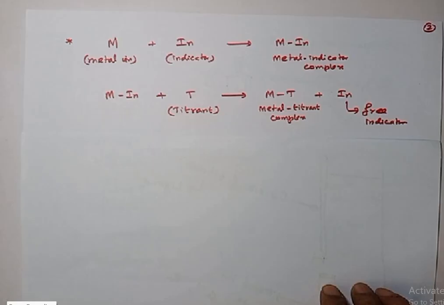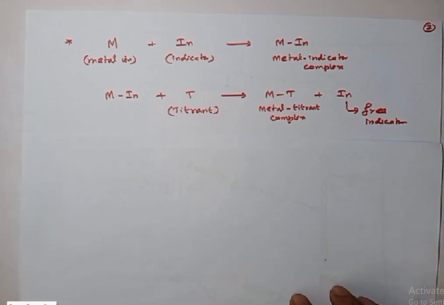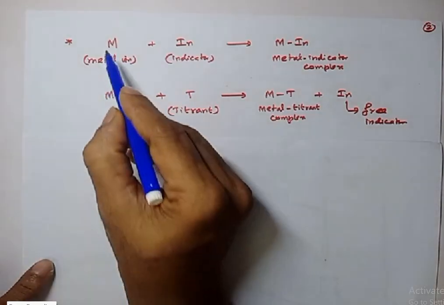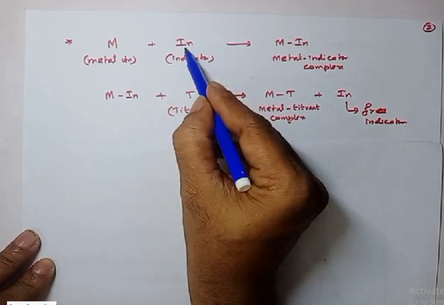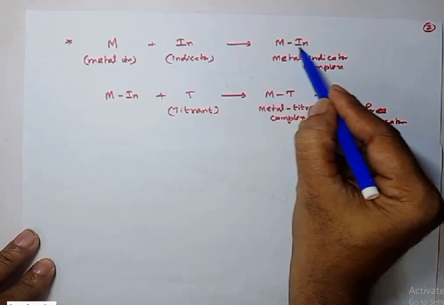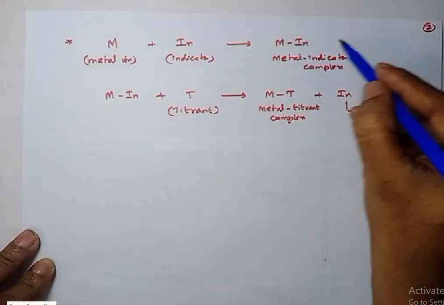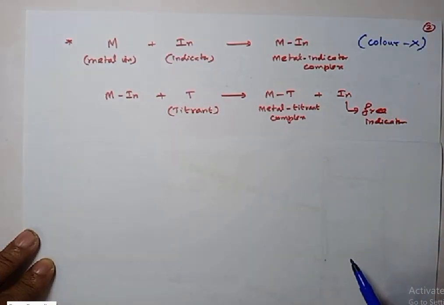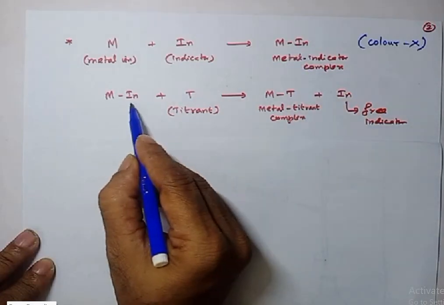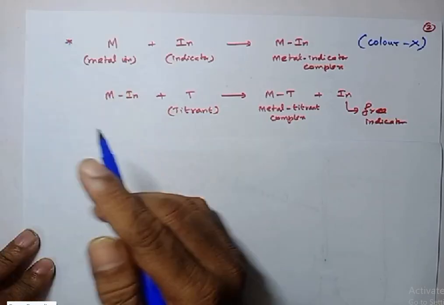I have given a schematic representation of how the titration actually occurs and how the color change happens. See, here M represents the metal ion, IN represents the indicator. First the indicator combines with the metal and forms the metal indicator complex. This metal indicator complex has one color, let it be color X. Then at the equivalence point or end point, what will happen?